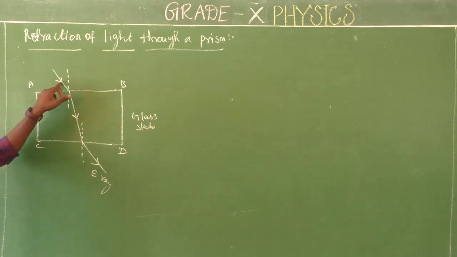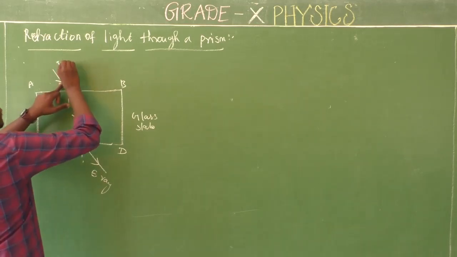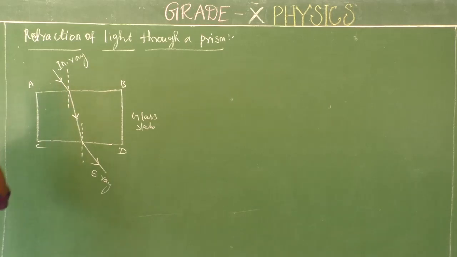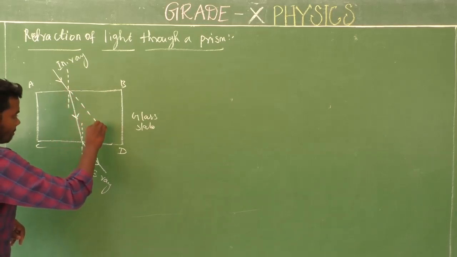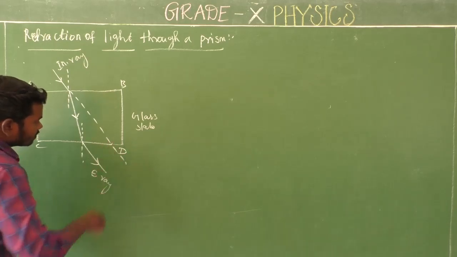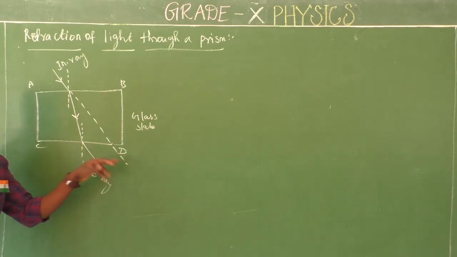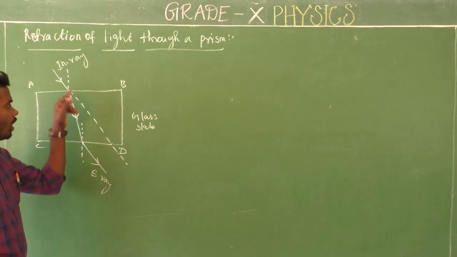Yes. So this is the incident ray. Is it clear? This is the original path of the incident ray. If we extend this incident ray, what will happen? Then it will become a straight line like this. So this is the original path of our incident light.